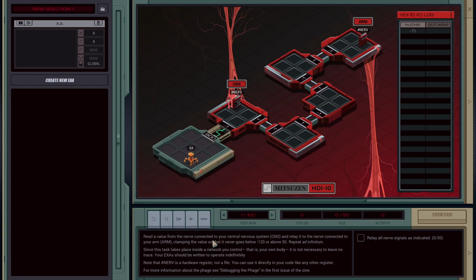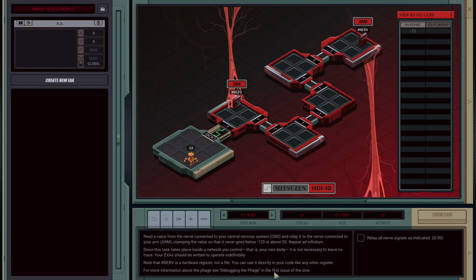Read a value from the nerve connected to your central nervous system, CNS, and relay it to the nerve connected to your arm, clamping the value so that it never goes below -120 or above 50. Repeat ad infinitum. Since this task takes place inside a network you control, that is your own body, it's not necessary to leave no trace. Your exes should be written to operate indefinitely. Note that nerve is a hardware register, not a file. You can't use it directly in your code like any other register. For more information about the phage, see debugging the phage in the first issue of the zine.